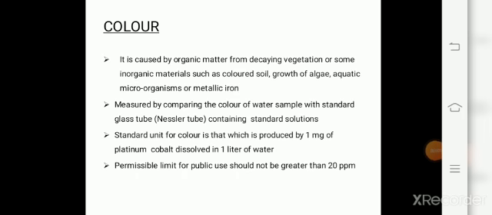Good morning, I am Devika Prakash. Now we will discuss the physical characteristics of water such as color and specific conductance. Color is usually due to organic substances in colloidal form and also due to the presence of manganese and iron. The color can be measured by comparing the sample with a standard solution using a glass tube called a Nessler tube. This standard solution is produced by dissolving 1 milligram of platinum cobalt in 1 liter of distilled water.